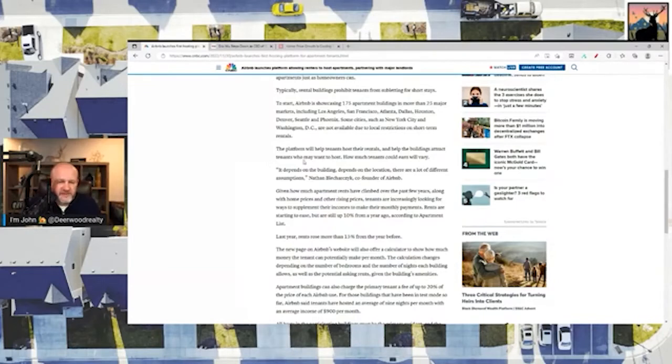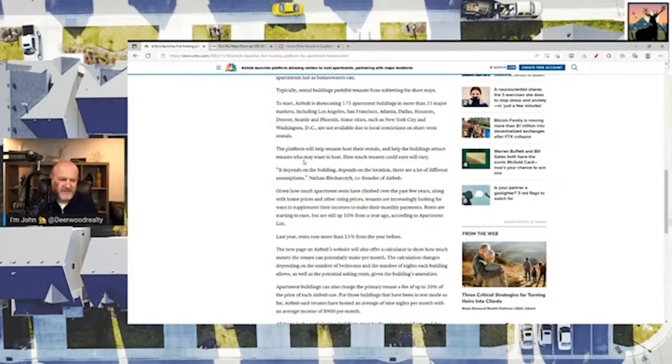The platform will help tenants host their rentals and help the buildings attract tenants who may want to host. How much tenants can earn would vary, but that's obvious. It depends on the building, depends on the location. There are a lot of different assumptions, says Nathan Blecharczyk, co-founder of Airbnb. Okay, I agree with that. Obviously, how would you know the exact number?